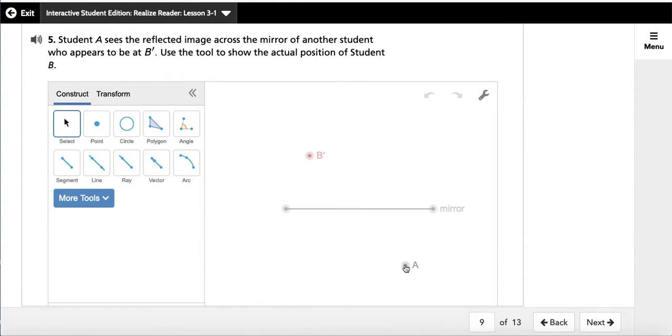Student A sees the reflected image across the mirror of another student who appears to be at B prime. When you're looking at a mirror, it looks like somebody's behind the mirror, but the person's really over here, but you see the image. So they see the image there. Use the tool to show the actual position of student B.